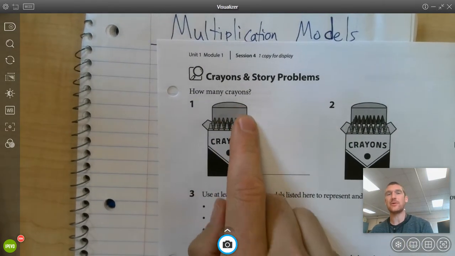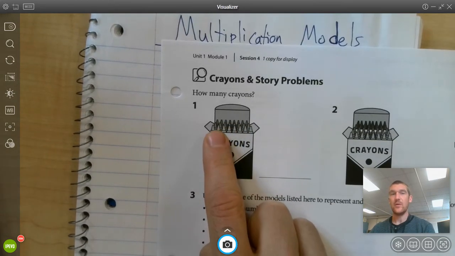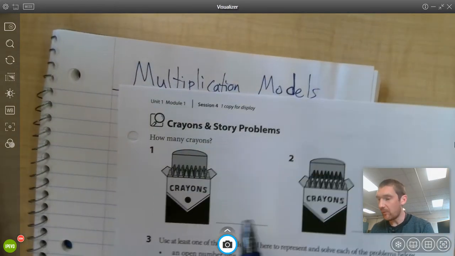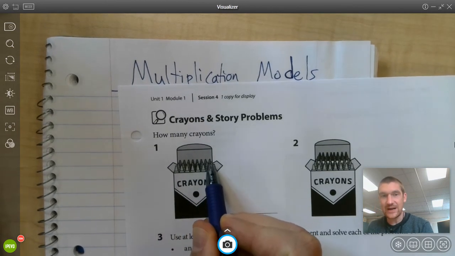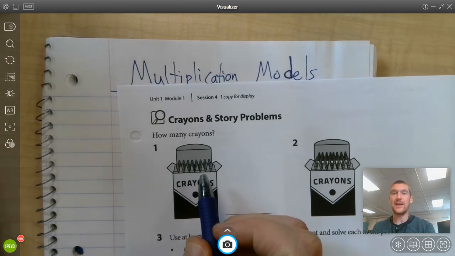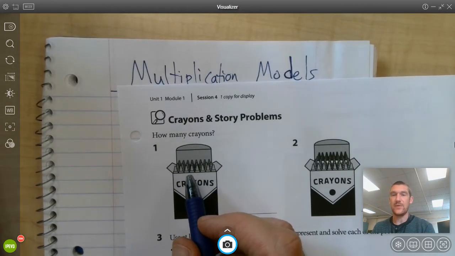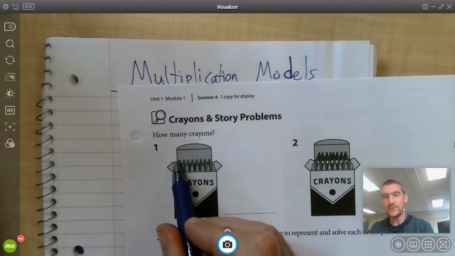It says, how many crayons? Okay, let's say we got a box of crayons here. We could count one by one, 1, 2, 3, 4, 5, 6, 7, 8, and just count each and every little crayon here. But using multiplication is a much quicker way to do that if we know how many crayons are in each row and how many rows we have.